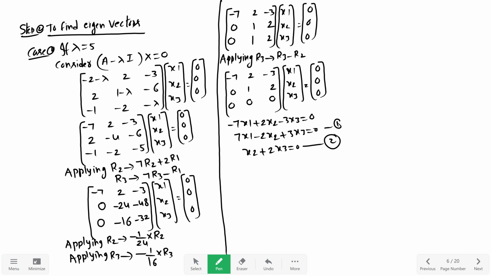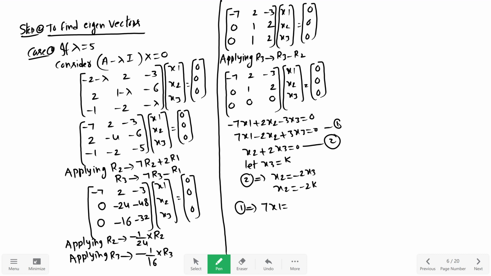Here there are only two equations and three unknowns, x1, x2, x3. Taking only the independent variable, let x3 equal k. To find x2 from equation 2: x2 equal to minus 2x3, so x2 equal to minus 2k. Using this x2 value to find x1 from equation 1.